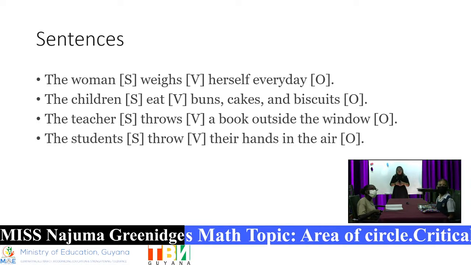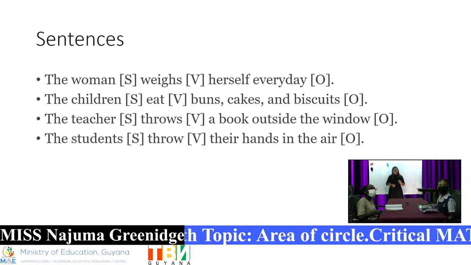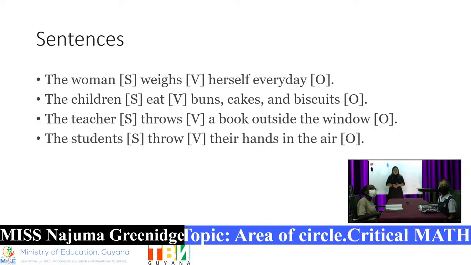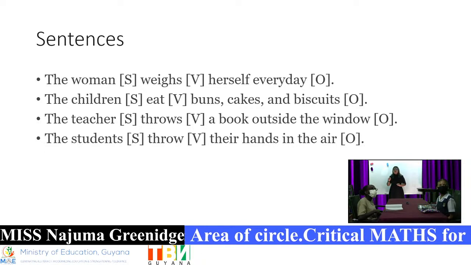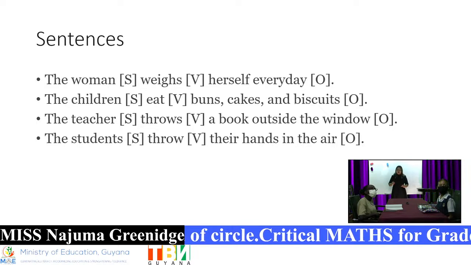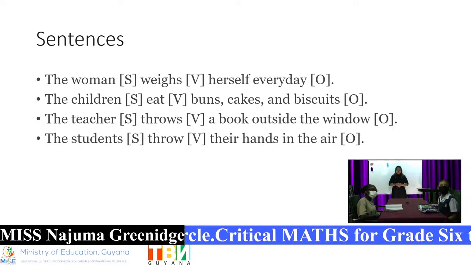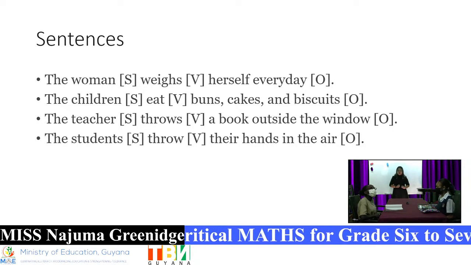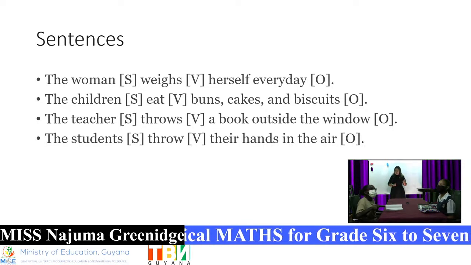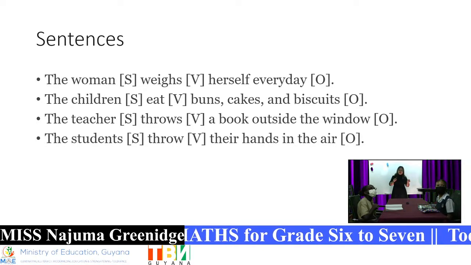So let's go back from the top. The first one, the woman. That particular subject there, is it singular or plural? Singular. It's singular, the woman. Now look at the verb next to it. We said weighs is a verb. Tell me what you notice about this verb. It ends with what? It ends with an S. Good. So it's a singular subject, and the verb ends with an S.